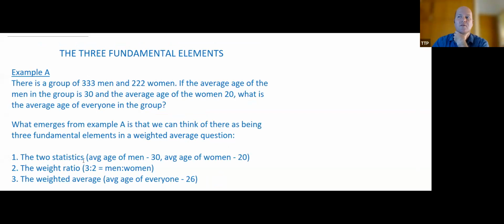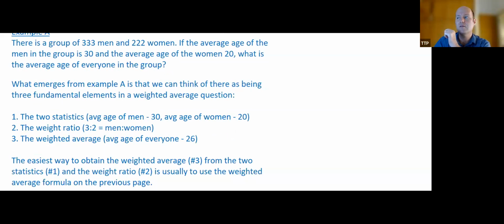Number 1, the 2 statistics. So we have the average age of the men, the average age of the women. Number 2 element would be the weight ratio, okay, which in the case of that problem with the 333 and the 222 was 3-to-2. And lastly, we have the weighted average itself, which came out to 26. Okay, now obviously you're not going to be given all of these elements because then there would be no problem to solve. Okay, but what you will find is that one of the elements will likely be missing.